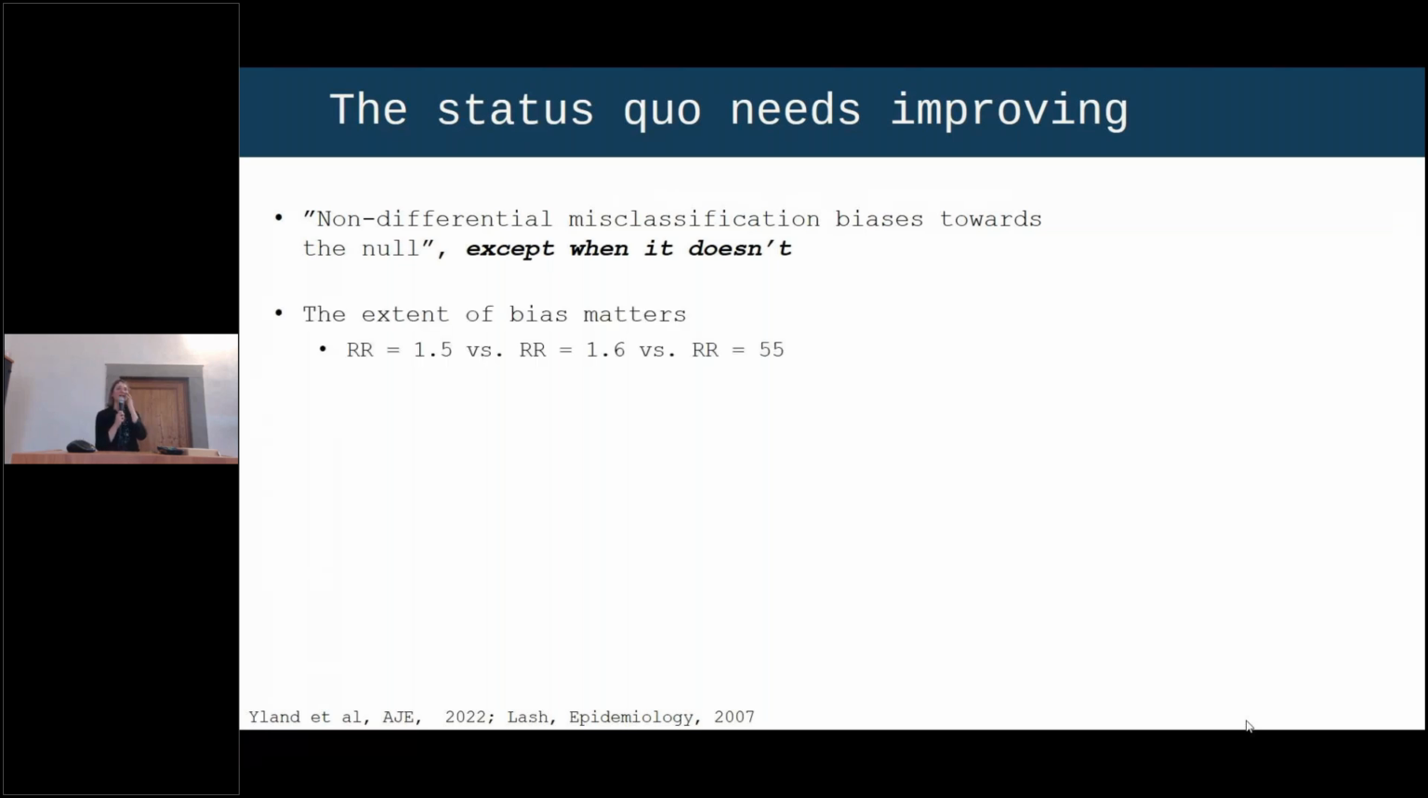And we've also heard that it's important when you're considering absolute risks, but I would also say that when you're thinking about relative risks, the extent of bias towards null also matters. If you imagine a relative risk of 1.5, you have some bias towards the null, you might think about it, but does that mean that your true relative risk is 1.6 or that your true relative risk is 55? From a regulatory perspective, that's probably something that you want to be able to know because the decisions you take will depend on this.